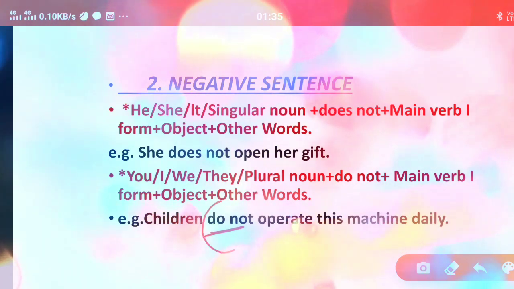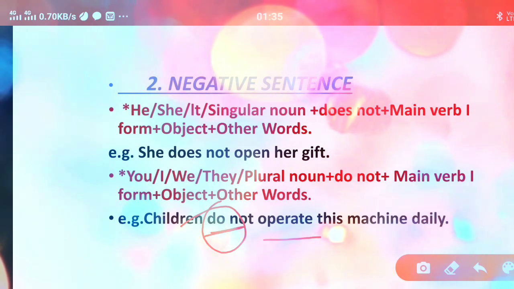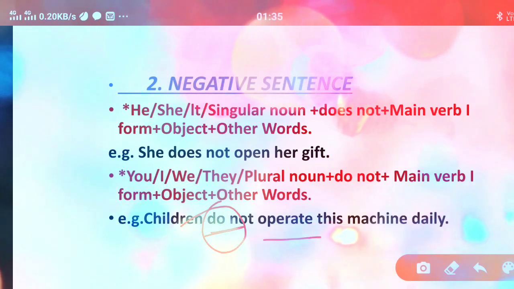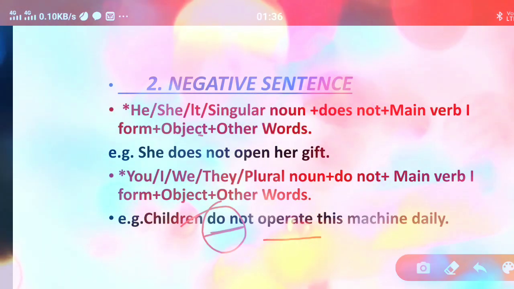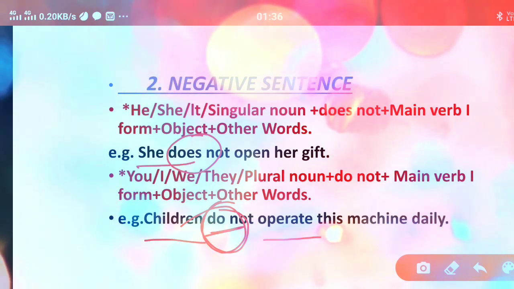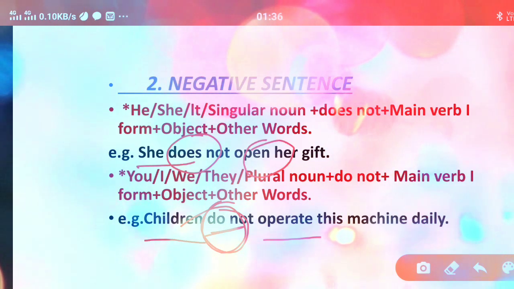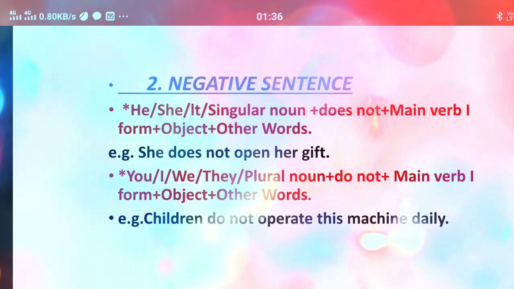Do is the helping verb, and with it you have to use only the first form of the verb. It does not depend on the subject. Only does or do depends on the subject, not this verb, in negative sentences only. Okay, go next. The third one is the interrogative sentence.